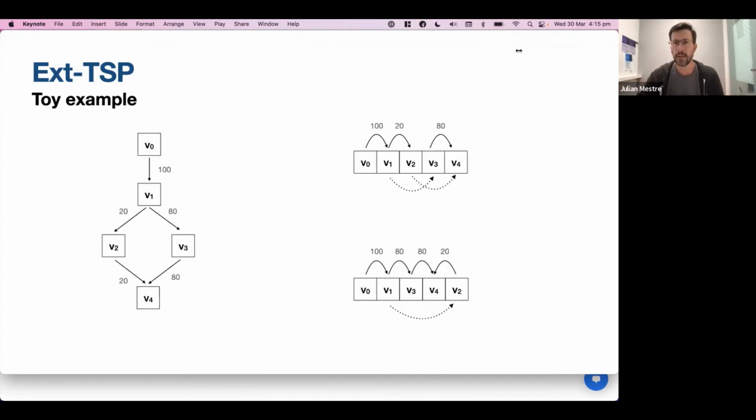So here's a toy example. This is the input that we are getting. It's a graph. In this case, I have 5 blocks, V0 through V4. And you just tell me how many times I execute that transition. So in this case, I go from V0 to V1 100 times. And then here I have one of these branching events that I was telling you about. So 20 times I go to V2 and 80 times I go to V3. And then afterwards, I join back here.